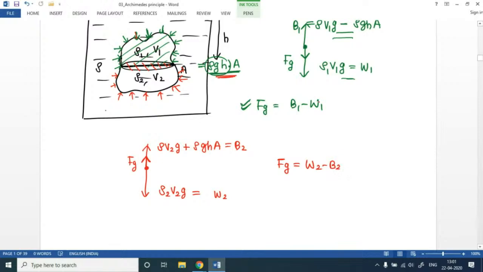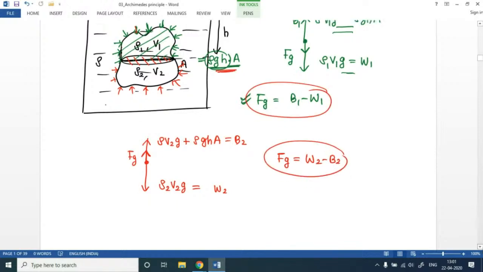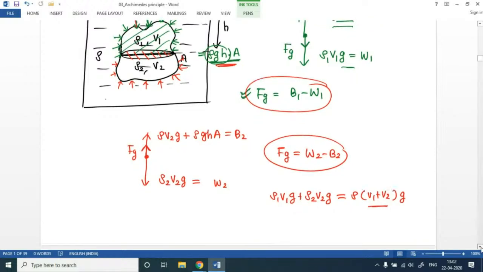So when you check, this quantity and this quantity are going to be the same, provided this thing is in equilibrium. Rho 1 V1 G plus rho 2 V2 G is the weight of this body, and that must be equal to rho times V1 plus V2 times G. That is the net buoyancy on this body over here. Okay, so this was one question.